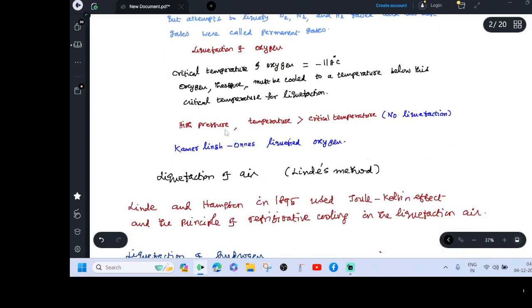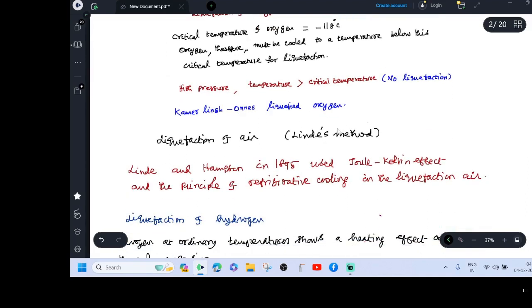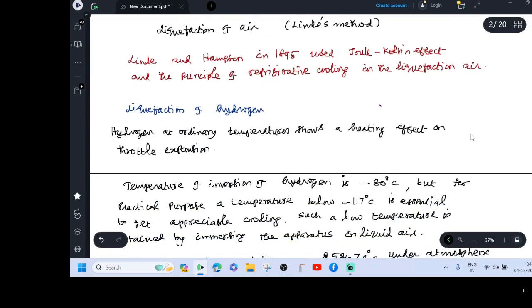What would be the pressure you may apply? If the temperature is greater than the critical temperature, no liquefaction takes place. Kamerlingh Onnes liquefied oxygen. As far as the liquefaction of air is concerned, Linde and Thomson in 1895 used the Joule-Kelvin effect and the principle of regenerative cooling in the liquefaction of air.